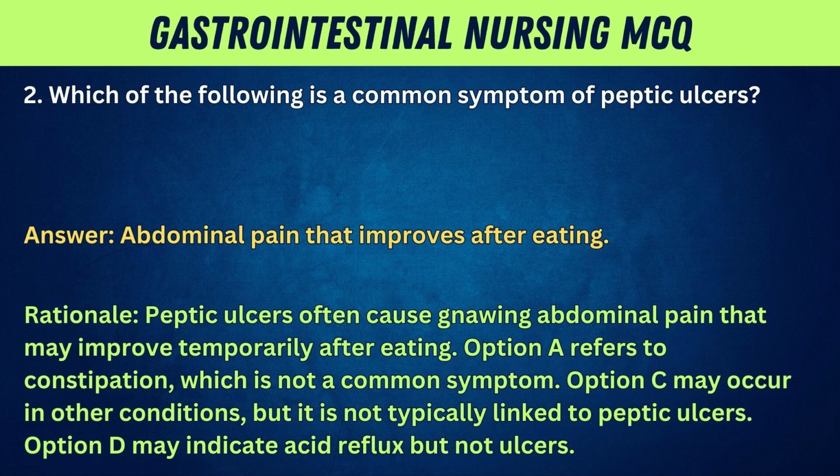Rationale. Peptic ulcers often cause gnawing abdominal pain that may improve temporarily after eating. Option A refers to constipation, which is not a common symptom. Option C may occur in other conditions, but it is not typically linked to peptic ulcers. Option D may indicate acid reflux but not ulcers.